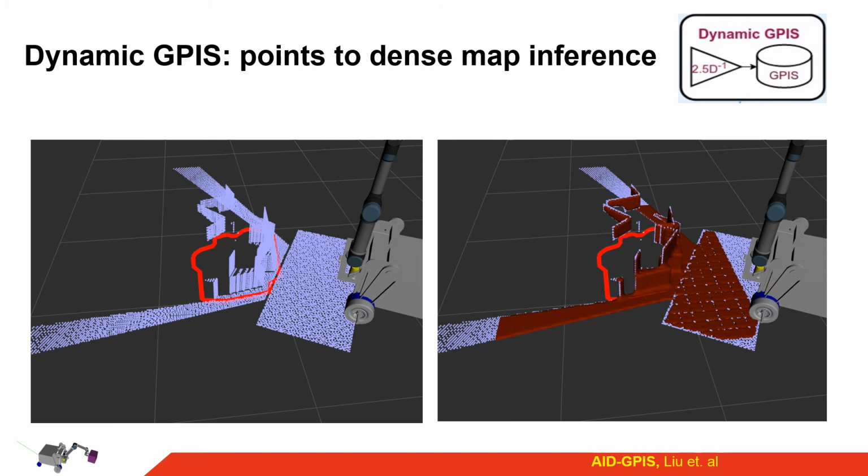Here, our robot stores all sensor points in the entire execution history in a data store and infers a dense map at arbitrary resolution.